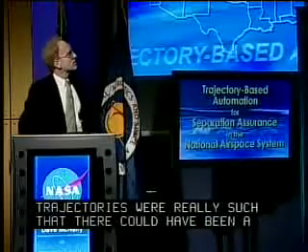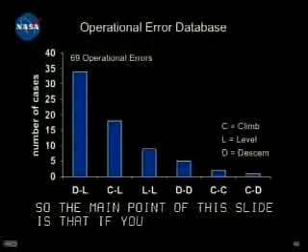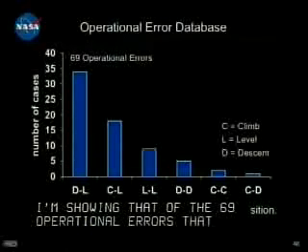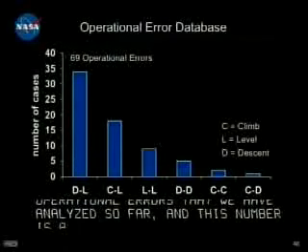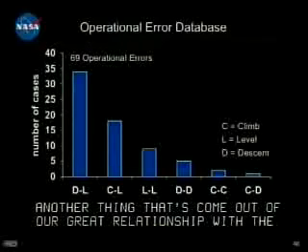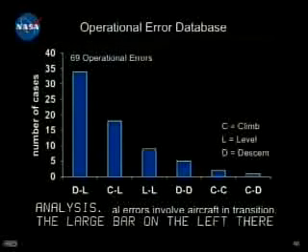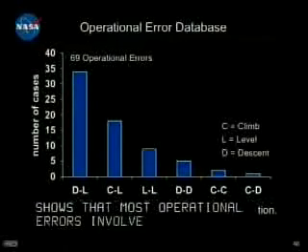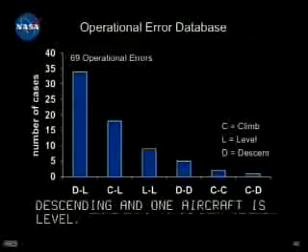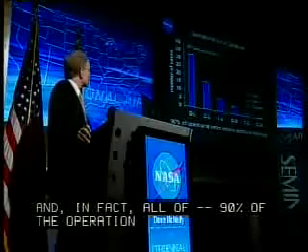So the main point of this slide is that I'm showing that of the 69 operational errors that we have analyzed so far, and this number is actually growing. This is another thing that has come out of our great relationship with the FAA. These kinds of data are just really invaluable in doing these analyses. The large bar on the left shows that most operational errors involve cases where one aircraft is descending and one aircraft is level. And in fact, 90% of the operational errors involve aircraft in transition. You can see that the level cases are really only 10%.